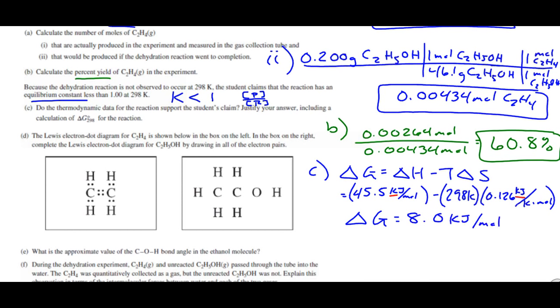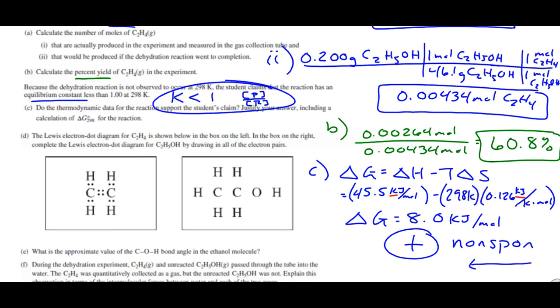So does that support the answer? Because change in G is positive, it is non-spontaneous, meaning that the reaction is actually going to be going to the left, or the reactants are favored, and that K is less than 1 reinforces that same idea. So, yes, the data supports the student's claim.